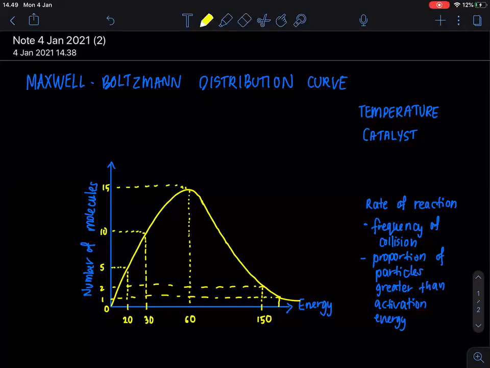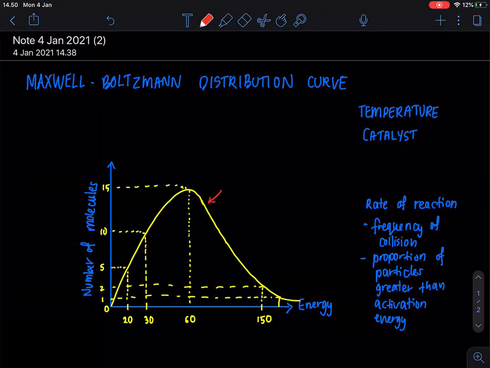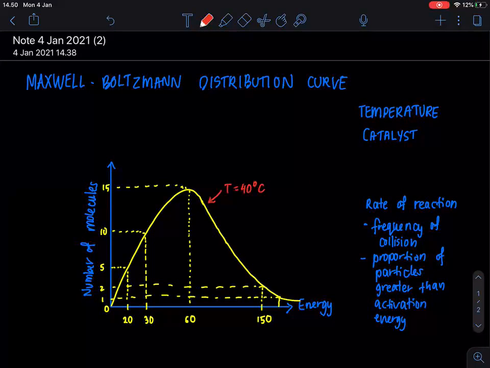We can use this Maxwell Boltzmann distribution curve to show the effect of temperature on the rate of reaction, and the effect of a catalyst on the rate of reaction. If I want to show the effect of higher temperature, let's say the graph I just drew was at 40 degrees Celsius, and now I want to draw a graph at 50 degrees Celsius. So how am I going to draw that graph? That graph will look like this. I will use the red pen over here.